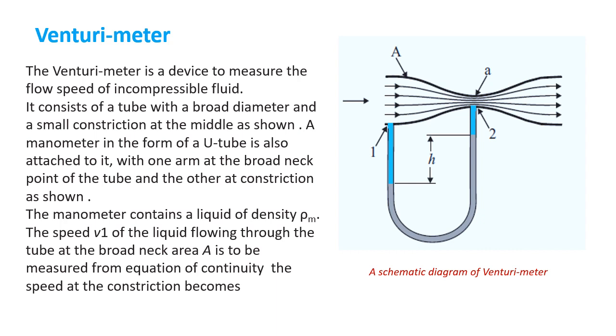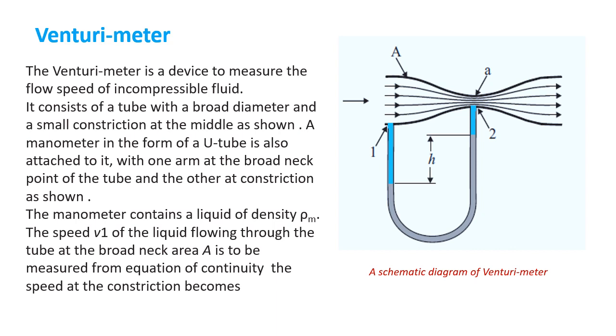The Venturimeter is a device to measure the flow speed of incompressible fluid. It consists of a tube with a broad diameter and a small constriction at the middle, as shown in the schematic diagram of Venturimeter.